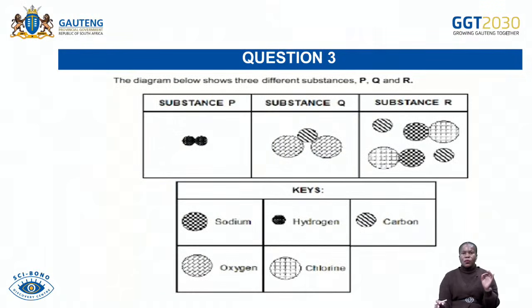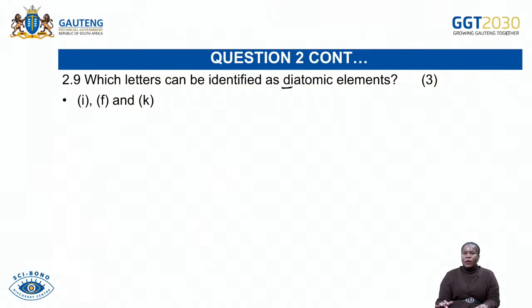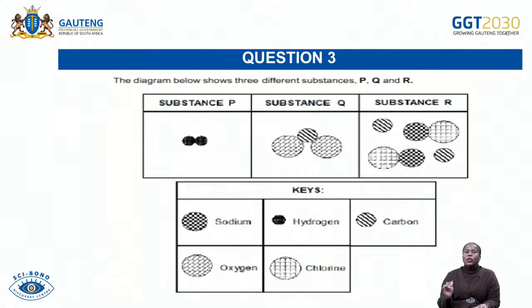Okay, but you'll get your iodine, your chlorine, your oxygen, all of them, because they belong as the diatomic elements. Now, this is question 3, but before we even get into that, let's check if we are done. All right, this is question 3.